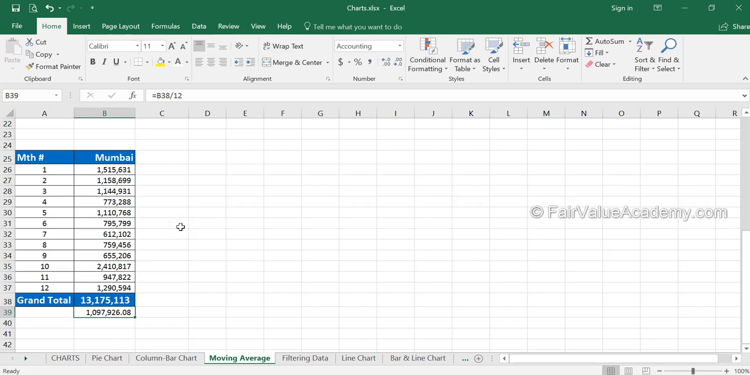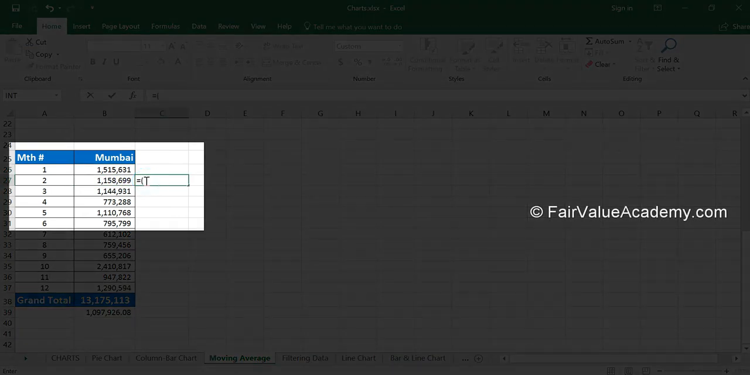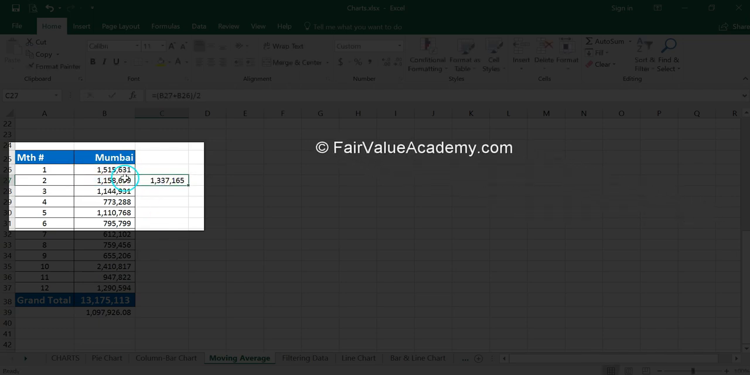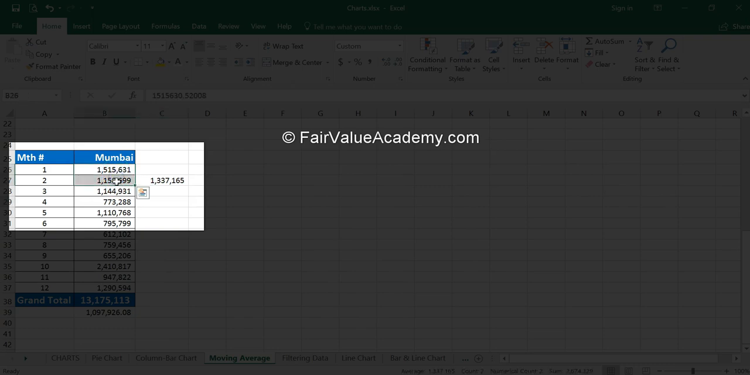Now let's understand how moving average works. Let's calculate the average of first 2 months. For that we will add up these two numbers and divide them by 2. This gives us average of first 2 months. Now, if you want to shift this average from first 2 months to the second and third month, we can drag this formula down and now this is the average for next 2 months.